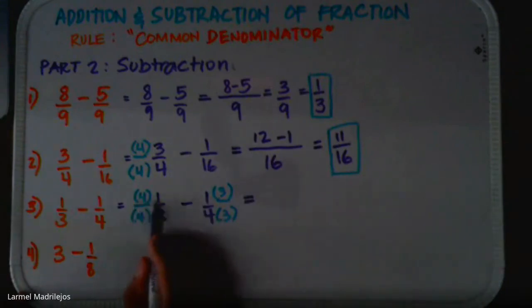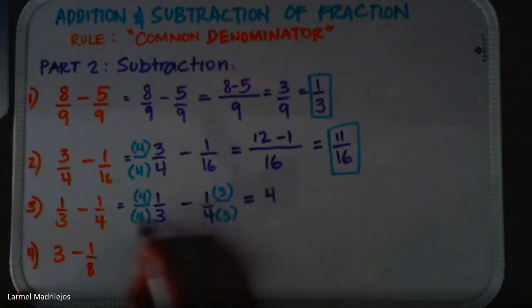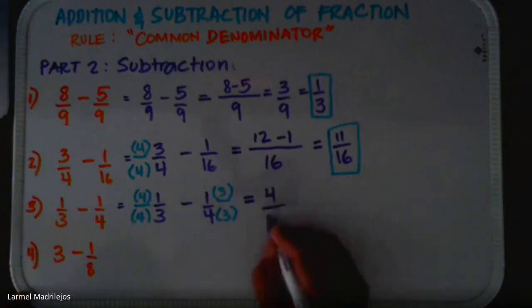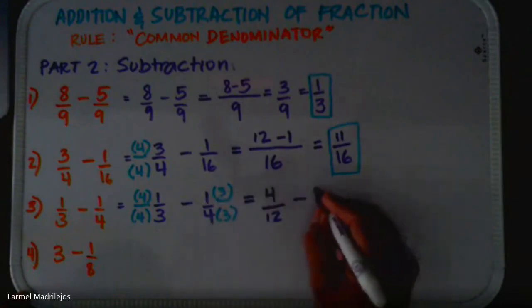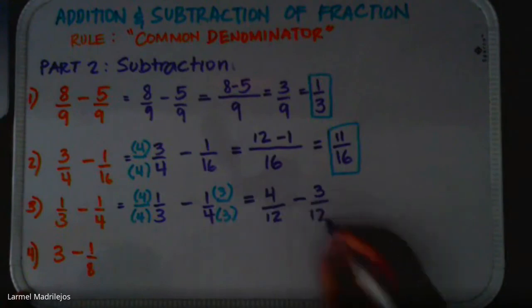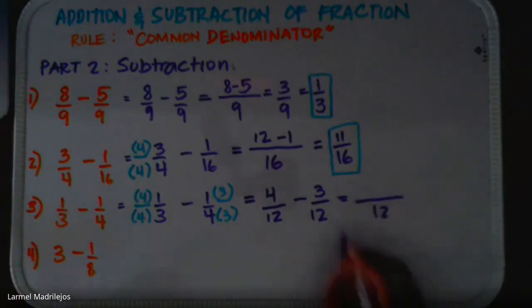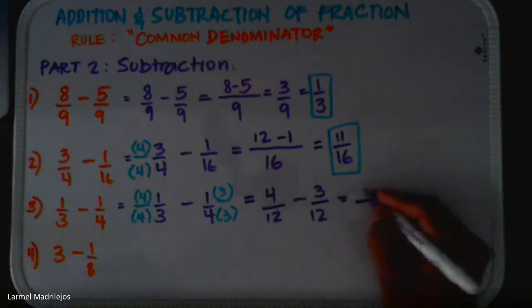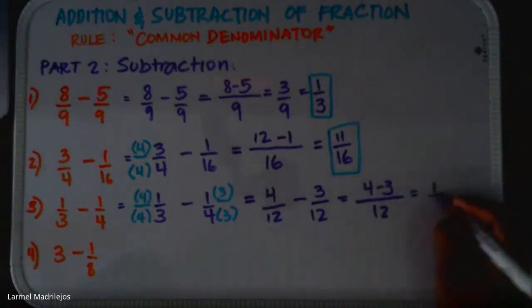4 times 1. 4 times 3. 1 times 3. 4 times 3. Let's write them all over 12 to make it easy, and then do the operation. 4 minus 3 is 1 over 12.